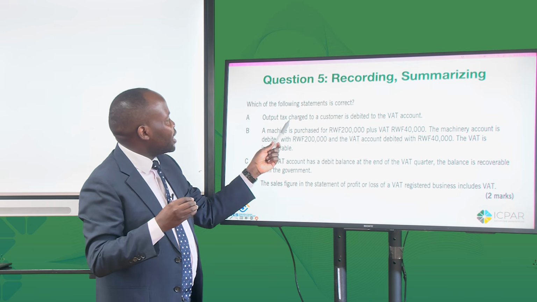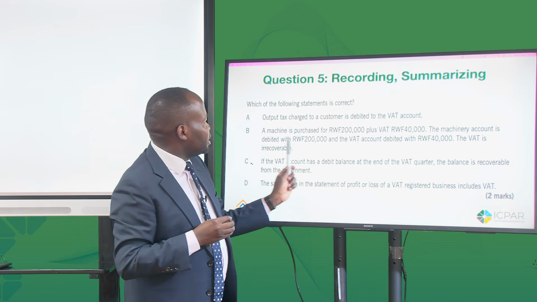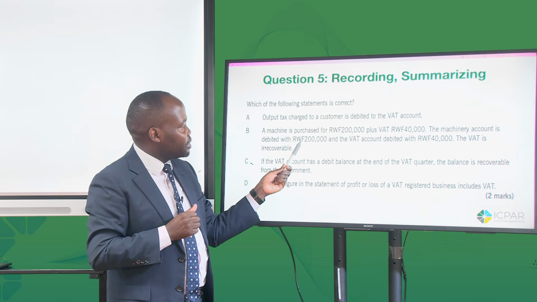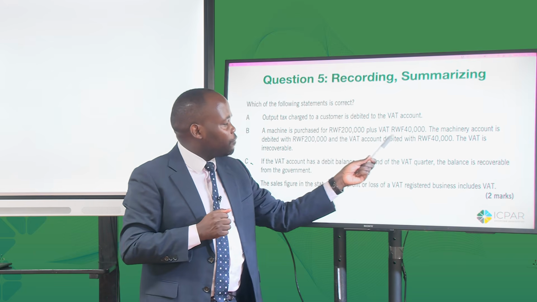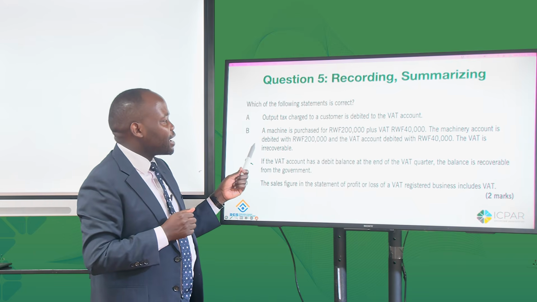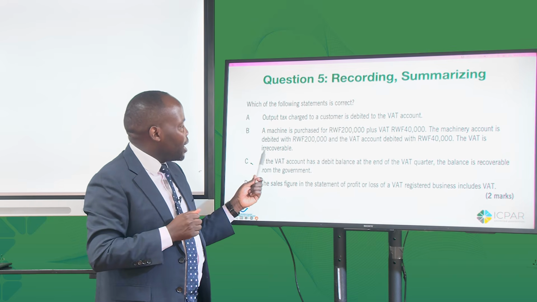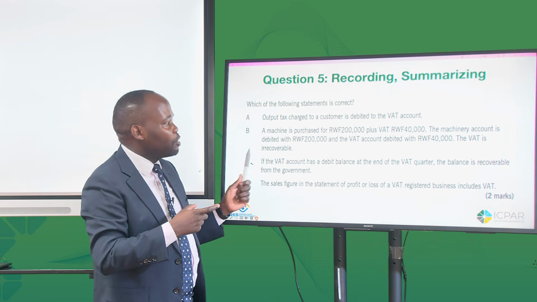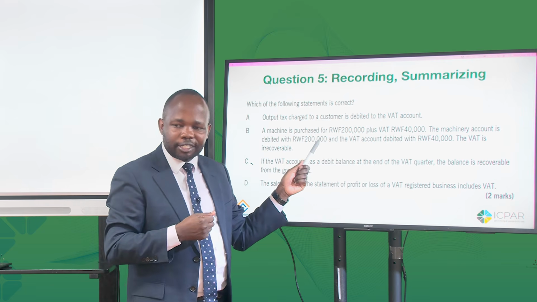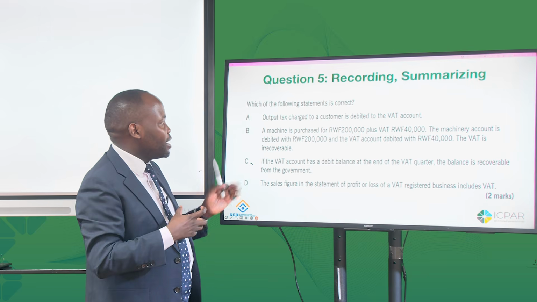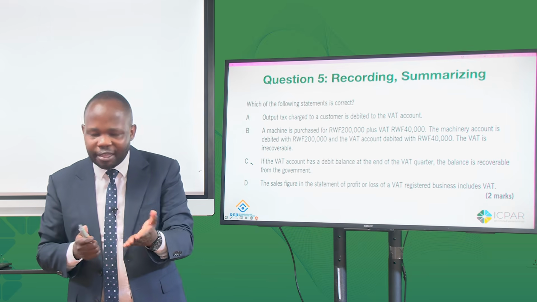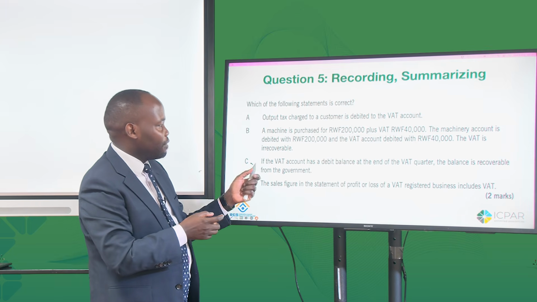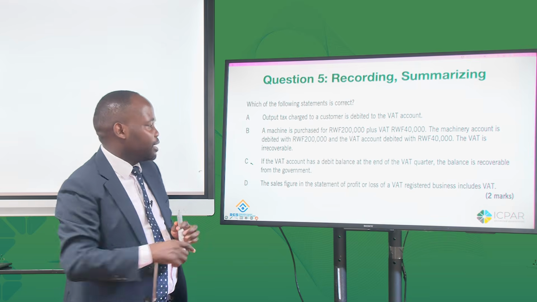Let me reread. The machine account is debited with 200,000 and the VAT account is debited with 40,000. The VAT is irrecoverable. This statement is not correct, because the VAT can be recovered. With time, the VAT can be recovered because it was a result of a purchase. But it can only be recovered if one day the item is disposed of at a future date. So it can be recovered. It is not irrecoverable. Irrecoverable means it cannot be recovered.